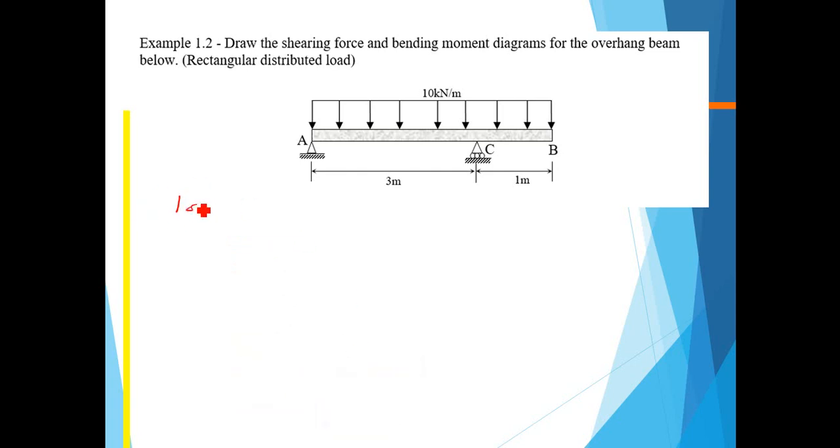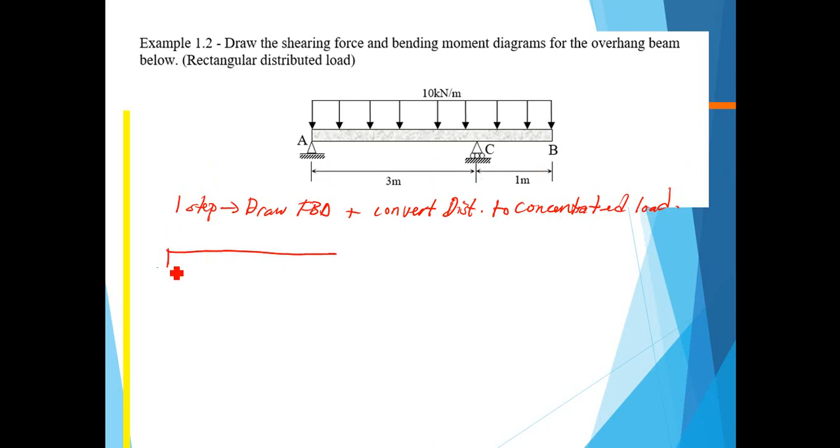Okay, so for the first step, draw the free body diagram and convert the distributed load to concentrated load. So you have a beam, for example, beam ACB. Because we have a pin support here, we replace it by the reaction force FA, and at C we have the roller support, so we replace it by the reaction force at C, and here is the point B. So this is the distributed load with 10 kilonewton per meter.